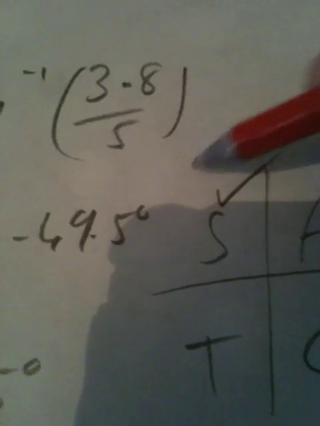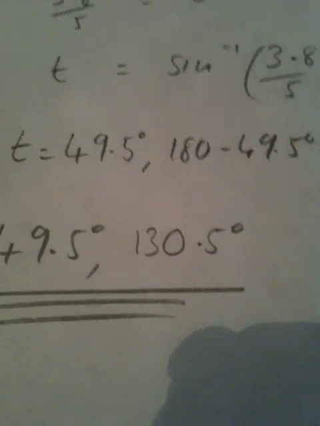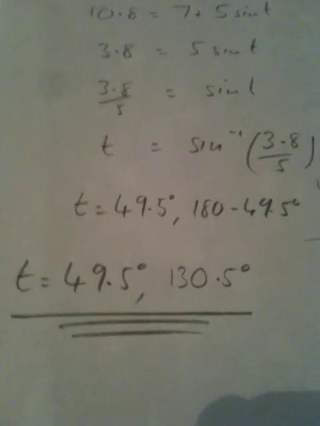Just remember this quadrant here is 180 minus the angle, this quadrant here is just the angle. It'll be 49.5 and 180 minus 49.5. So it's 49.5 and 130.5 degrees. And that is paper 2.